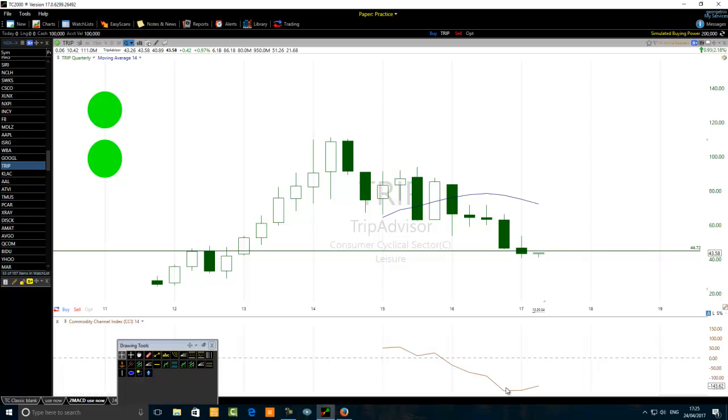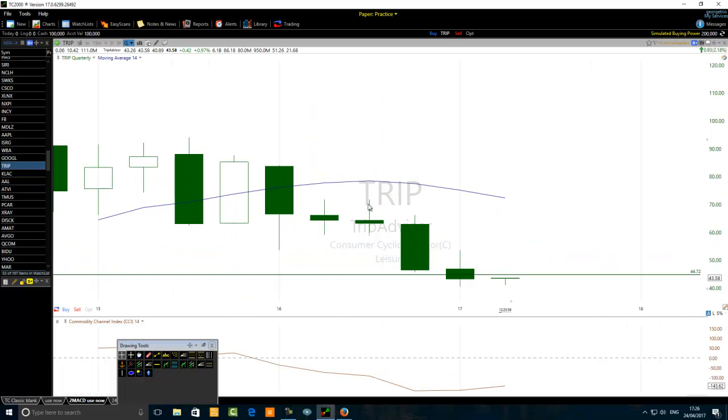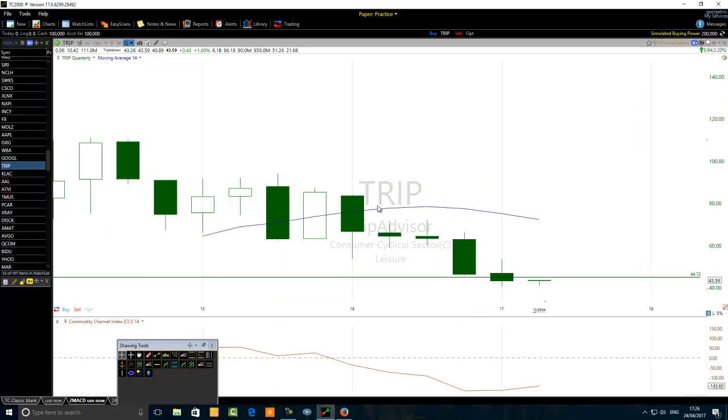So look at this here. The CCI period 14 on my chart is well below the level of negative 100. Here it is. This is an oversold CCI trading setup. Now, a lot of swing traders will be looking for an opportunity to buy this stock. I'm looking at TripAdvisor. The ticker is TRIP, Tango Romeo India Papa.